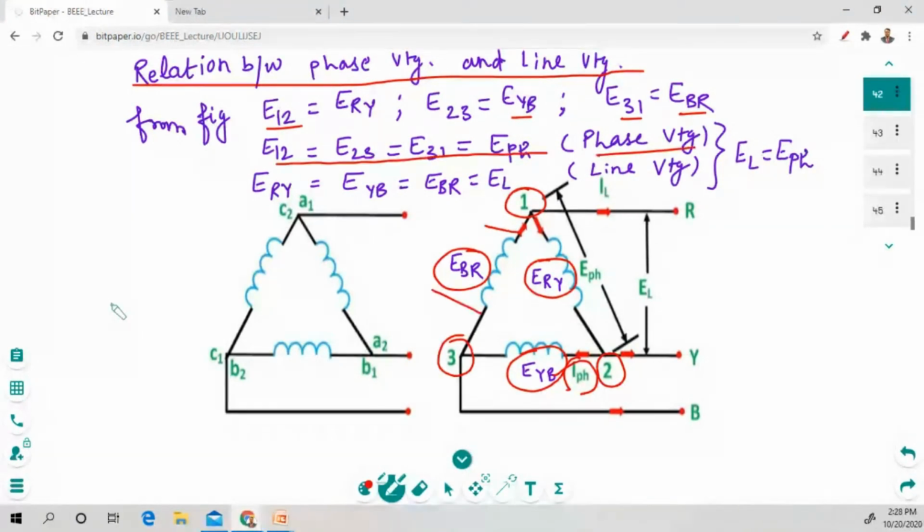So all these voltages across phases 1, 2 and 3 are equal. If these are equal, then we can say ERY, EYB and EBR are equal to the line voltages. So in the case of delta connection, the line voltage is equal to the phase voltage.